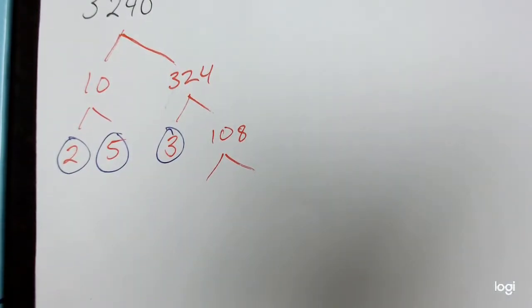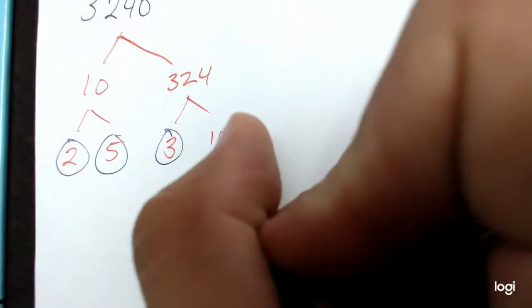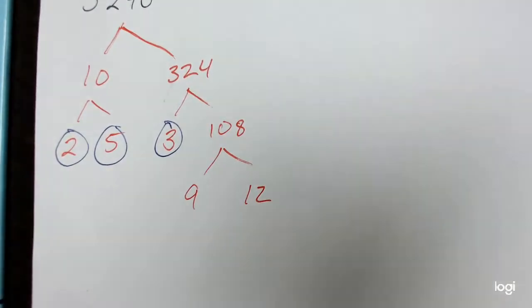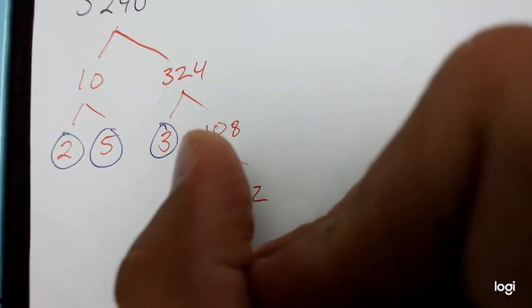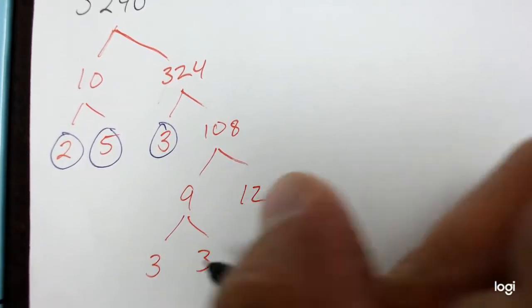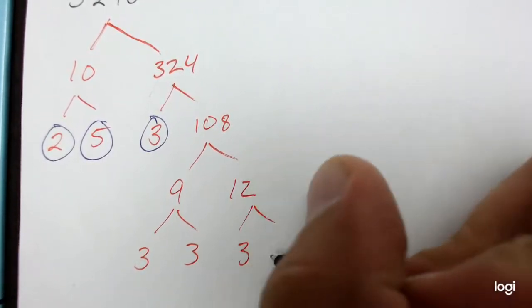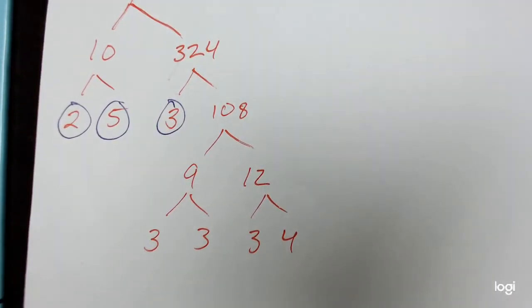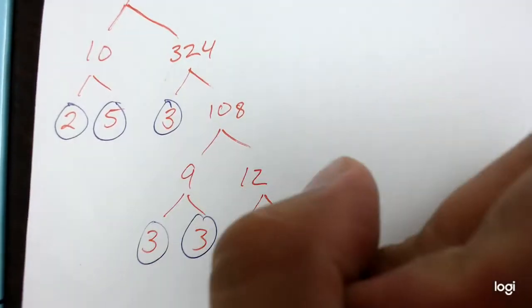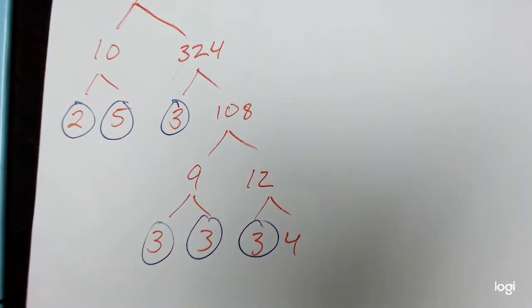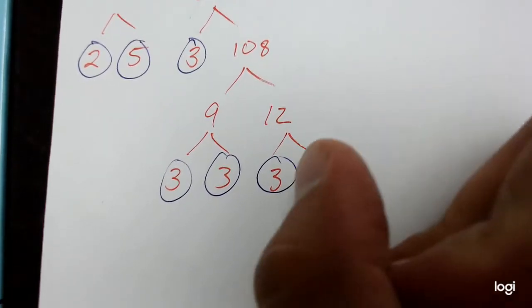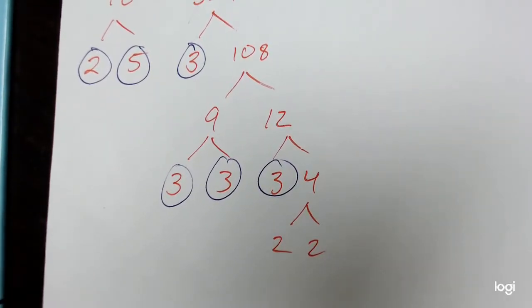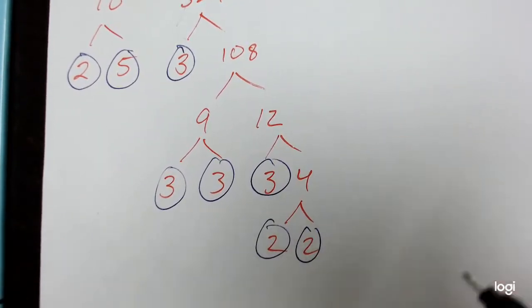I know that 9 times 12 is equal to 108. Wait, is it 9 times 12? Yes, it is. 9 times 12 is equal to 108. So I have 9 and I have 12. I'm at some good small numbers that I know how to factor. So 9 is 3 and 3, and then 12 is going to be 3 and 4. All the 3's are prime, so I'll circle all of those. The number 4 is not prime, but 2 is, so I factor 4 into 2 and 2. And now I have all my prime numbers. I've successfully done the prime factorization.